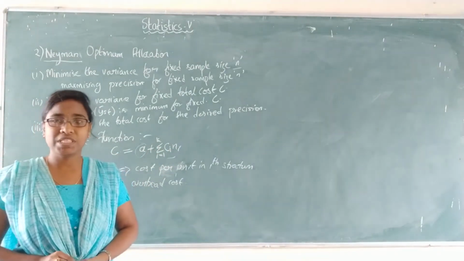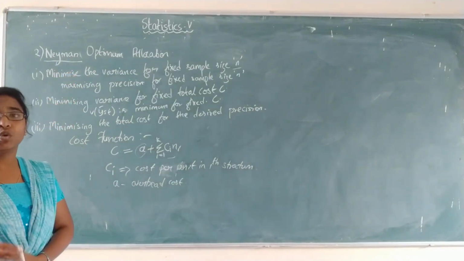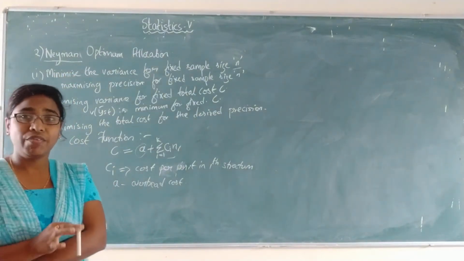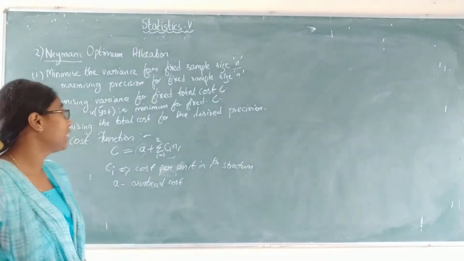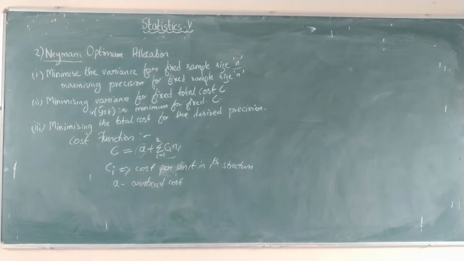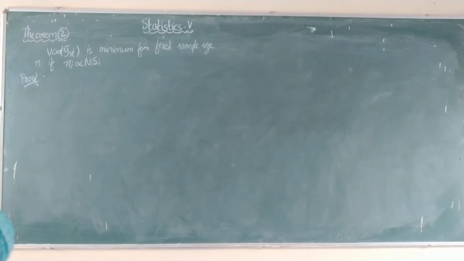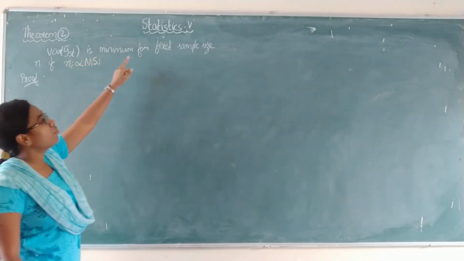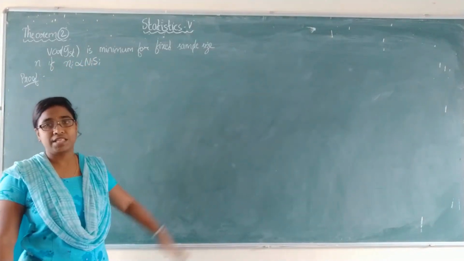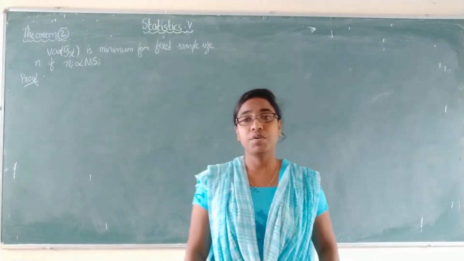Now we have considered three rules, right? Depending on those rules, we will be finding the variance under the Neyman optimum allocation. Now we will see the theorems related to the variance under the Neyman optimum allocation. Our second theorem is: variance of y bar st is minimum for fixed sample size. We have considered the conditions under the Neyman allocation, right?